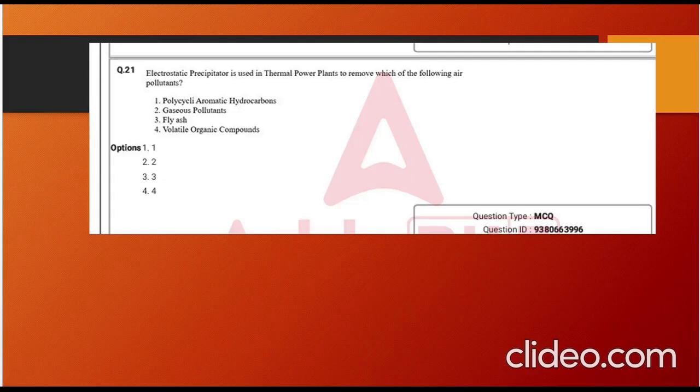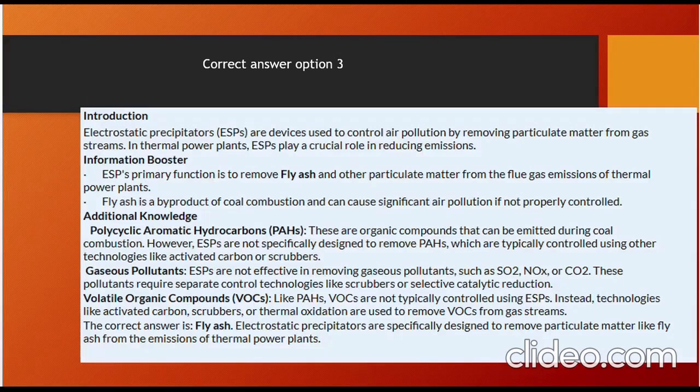That is, electrostatic precipitators are devices used to control air pollution by removing particulate matter from gas streams. In thermal power plants, electrostatic precipitators play a crucial role in reducing emissions. Its primary function is to remove fly ash and other particulate matter from the flue gas emissions of thermal power plants. Fly ash is a byproduct of coal combustion and can cause significant air pollution if not properly controlled. So there is some additional knowledge given here.